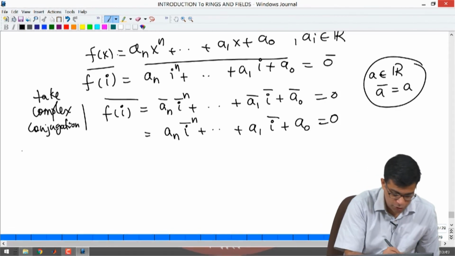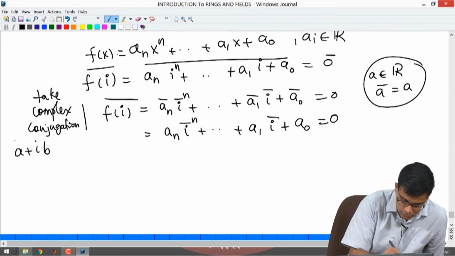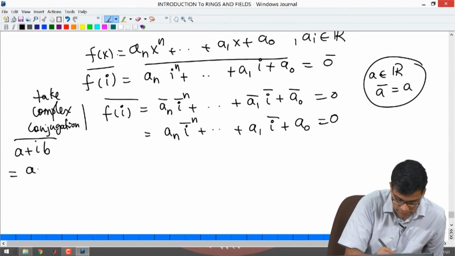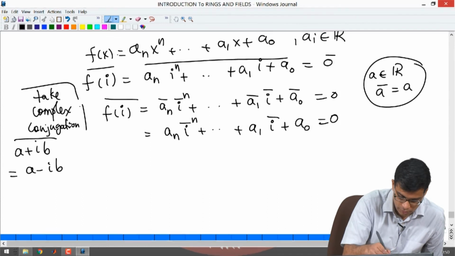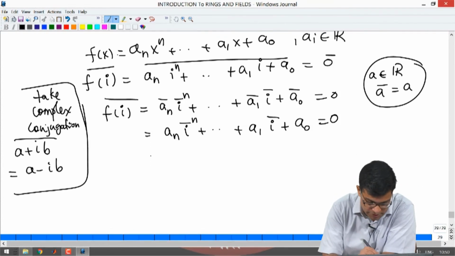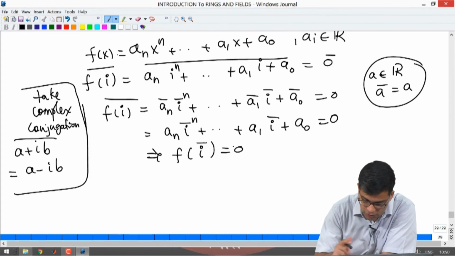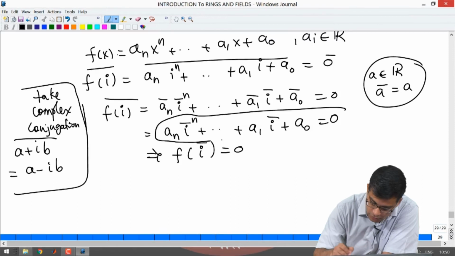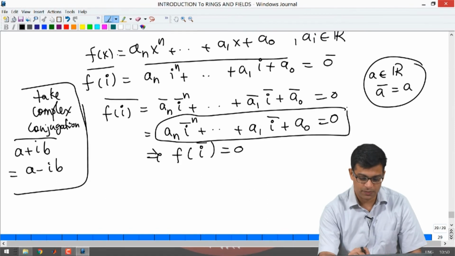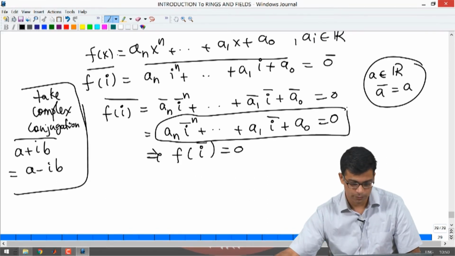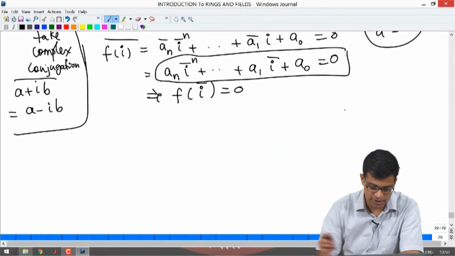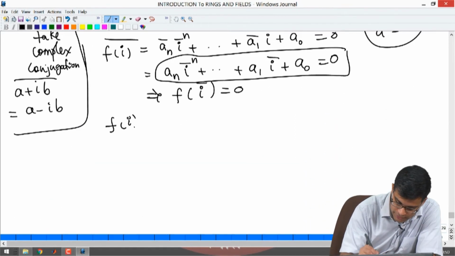What is the complex conjugation, by the way? A plus I b goes to a minus I b. Conjugation of a plus I b is a minus I b. But this means, right, because if you look at this, all we have done is replaced x by I bar. So, f of I bar is 0. So, f of I is 0 implies f of I bar is 0.